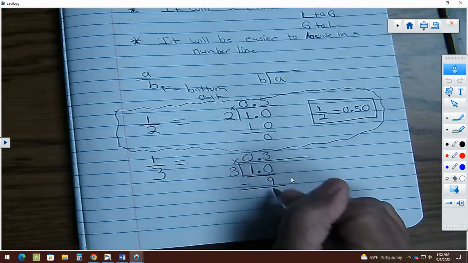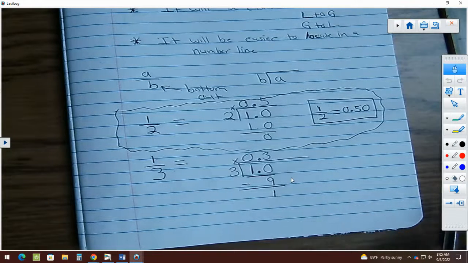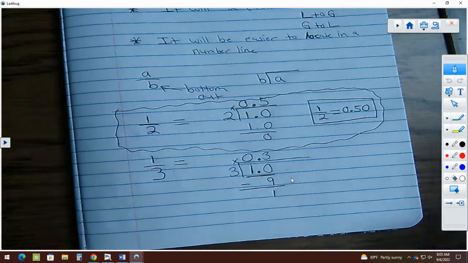Now 10 minus 9 is 1. Now look at the difference between the first one and the second one. The first one had no remainder. This one has a remainder of what? 1. When that happens, we add another what? 0. So don't panic. If that happens, we're going to add another 0.